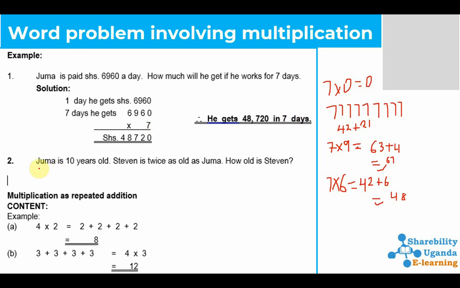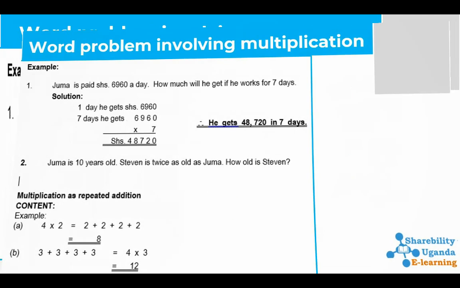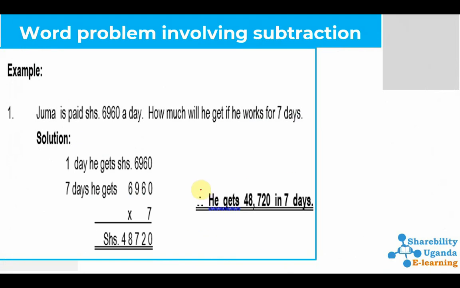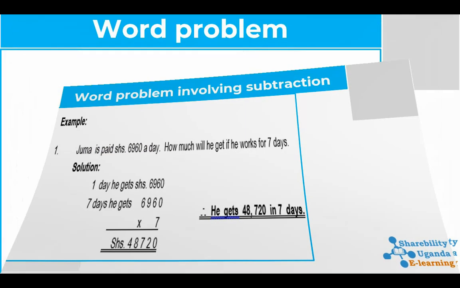Okay, so we also have another question. Juma is 10 years old. So Stephen is twice as old as Juma. Let's do this question. Juma is 10 years old.